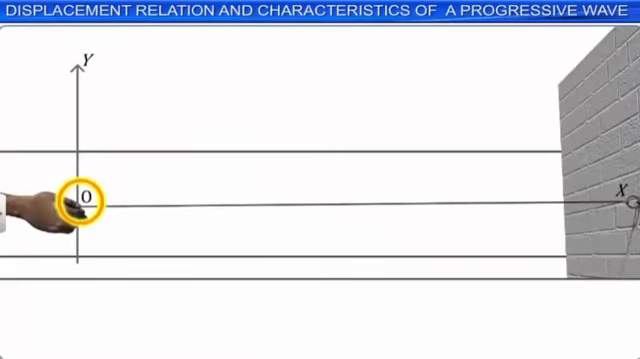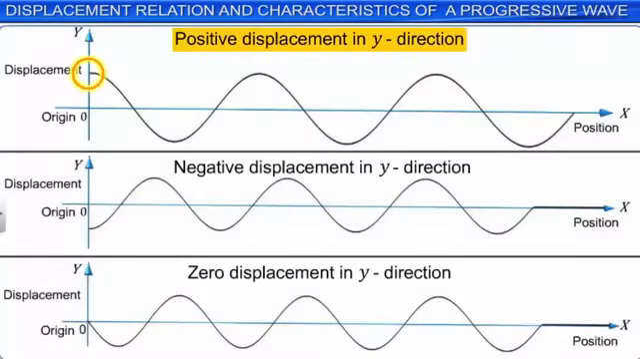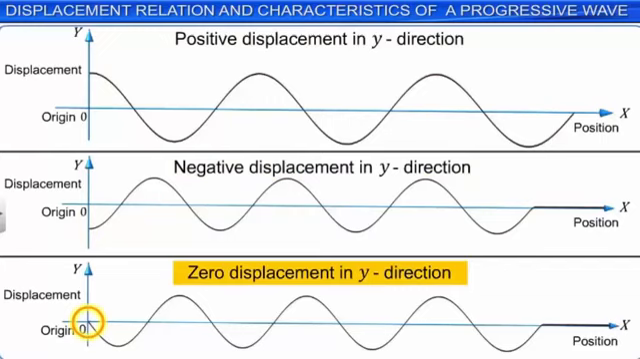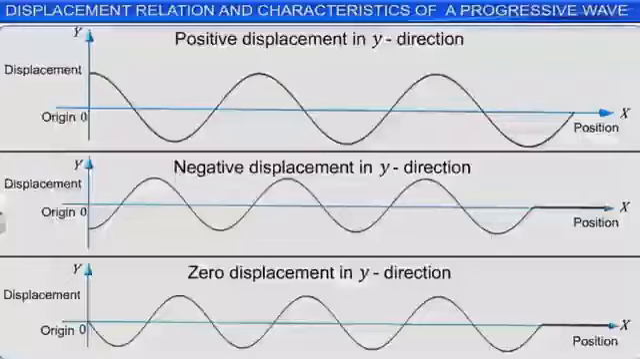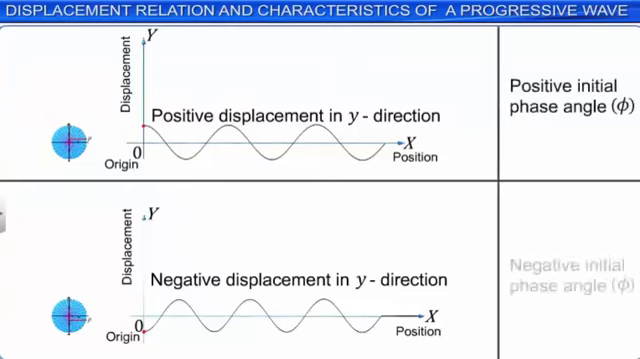Initially, that is, at x is equal to 0 and t is equal to 0, the particle may have positive, negative or zero displacement in the y direction. When the particle has positive or negative displacement, we say it has positive or negative initial phase angle, phi, corresponding to the position on the harmonic circle.